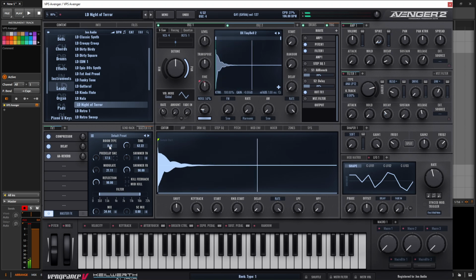So some of the settings here, we're going to be on hall. The time is going to be 62.22. Pre-delay is about 17.5. And then again, like the shimmer, like I was talking about, -1. And then we have quite a lot of feedback for the shimmer. So 90 on this guy. And then we have some filtering going on here. So 236 on the low end. And on the high end, we're at about 16K. And the modulation is going to be 21.11, and the mix is 34.44.